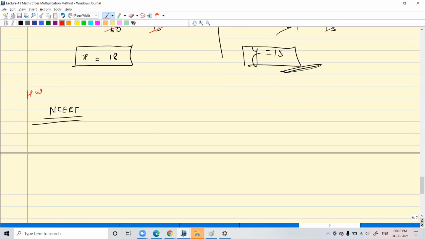So you have 2 assignments. First one, you have to continue working on NCERT questions. And above question 3, you have to try using elimination method.